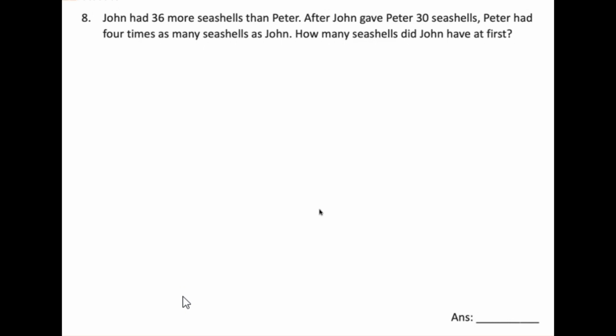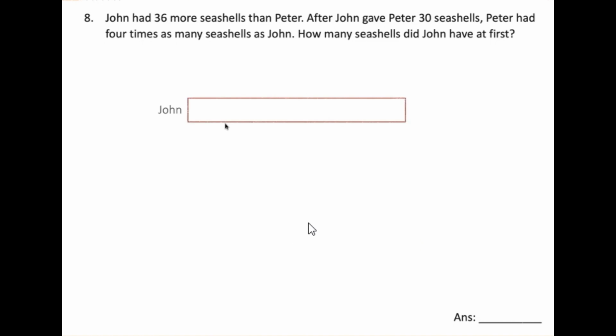Okay, looks like a lot of people got this wrong. I hope you used a model to solve this question. John has 36 more seashells than Peter. I'm going to draw a comparison model. You notice I make this a lot longer like just now, because I know I'm going to cut from John and give it to Peter. So I'm going to cut how much? After John gave Peter 30, I'm going to cut out 30 and give it to Peter.